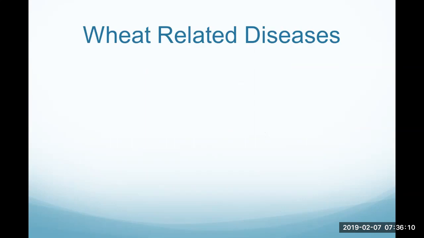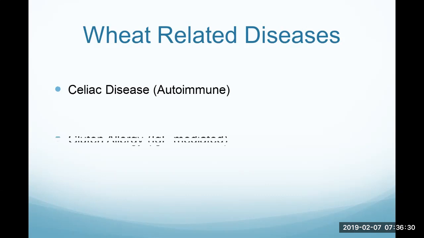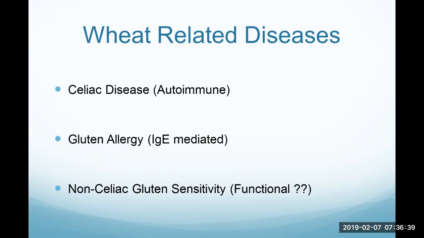Okay, so before we go into celiac disease, let's talk about the top wheat-related diseases that we need to think about when we are thinking about anything related to wheat. So the topmost is celiac disease, which is an autoimmune disease. Everybody knows about it. Then comes gluten allergy, which is an IgE-mediated disease. And then a new entity called non-celiac gluten sensitivity, which is full of controversies.